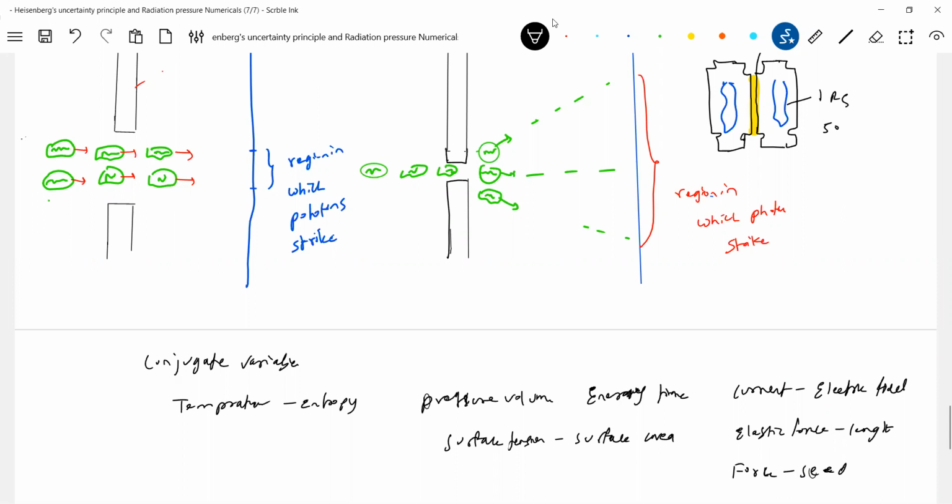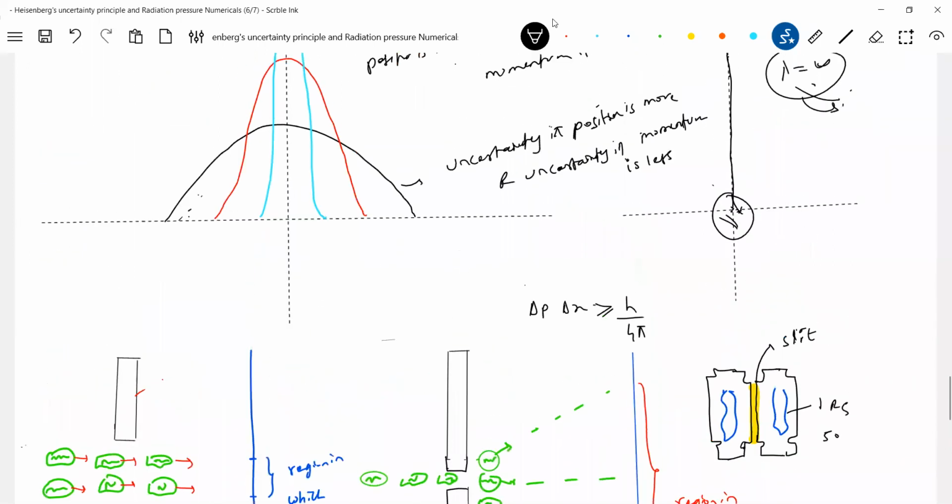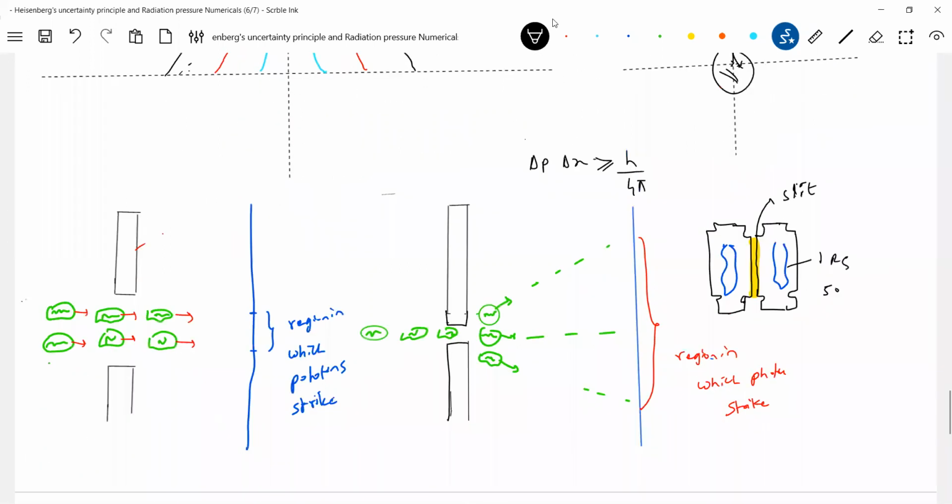Delta F into delta V should be greater than or equal to h by 4 pi. It cannot be made less than that. There will be uncertainty, that's what it's telling. It will be greater than, but it can never be less than h by 4 pi. This is the rule of nature. So what you can say, delta x is more.